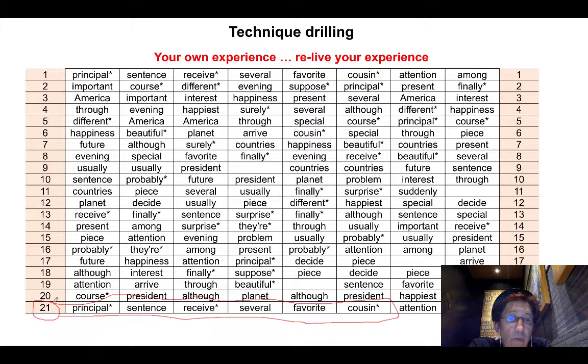Now, find one word, and then you have to find the story, okay? And you have to really try to visualize it. The last one is cousin, right? Cousin, yes. So principal could be like a principal from a school, okay? And then cousin, of course, you know what that is, right?